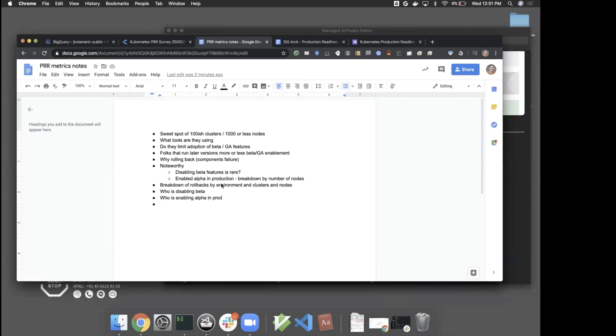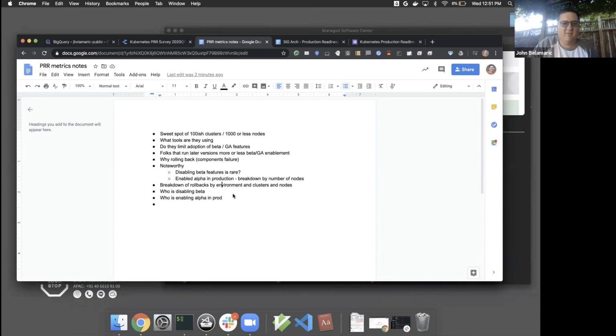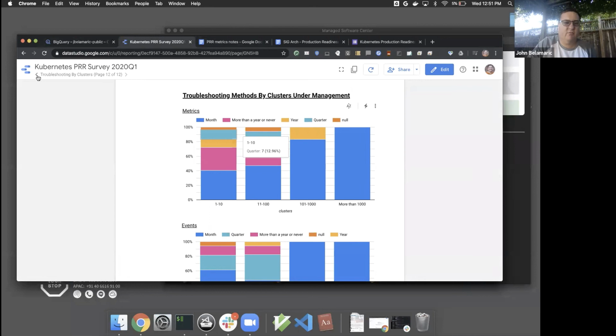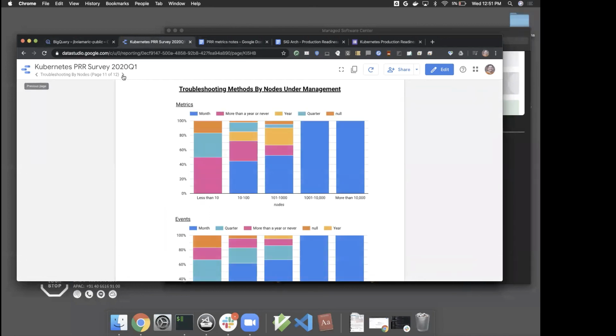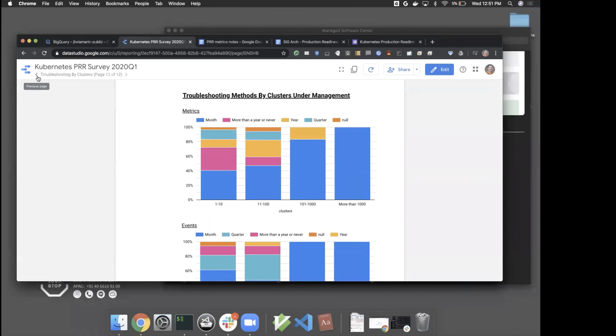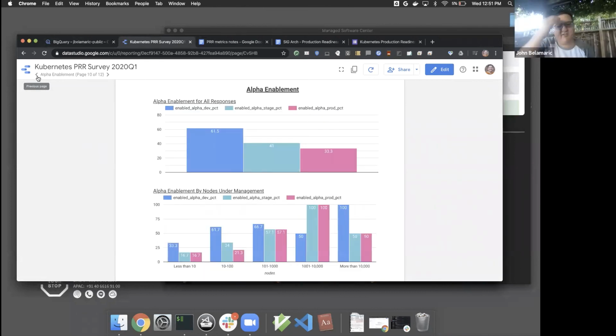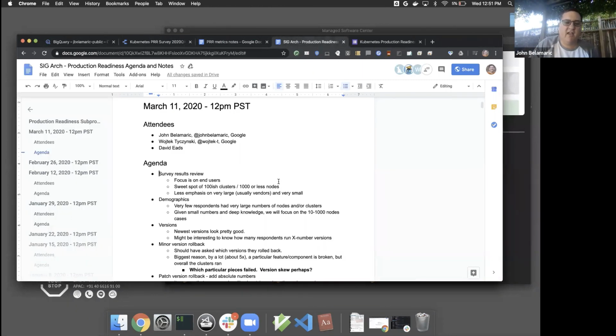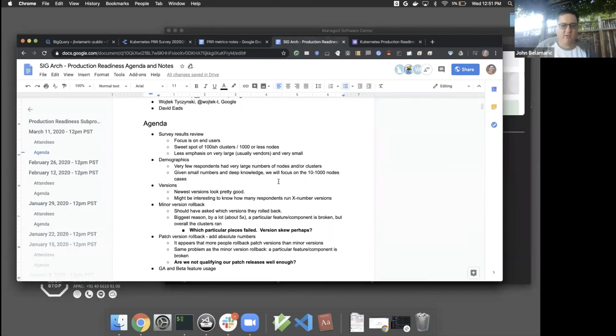So who is enabling alpha in prod? It looked like almost everybody, except for the very biggest operators. And who is disabling beta? I don't think we got a super clear signal. There were so few of them that it was just impossible to tell. So that's what I got so far. And it sounds like you took a bunch of notes, so I can do a little more work on that. And I think we should put together a report of some kind, a summary that we can read out to the larger SIG Arch soon.